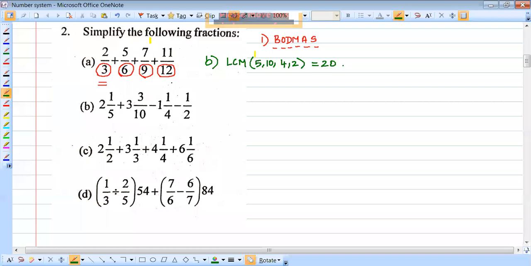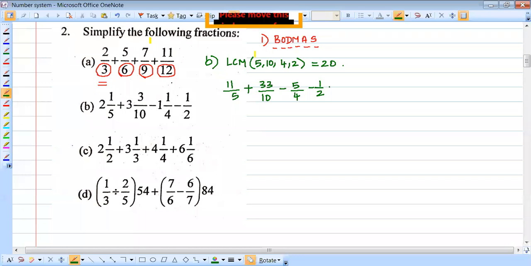So first convert it into improper fraction. Here you will get 11 by 5 plus 33 by 10 minus 5 by 4 minus 1 by 2. Now use the same method which we have followed before.